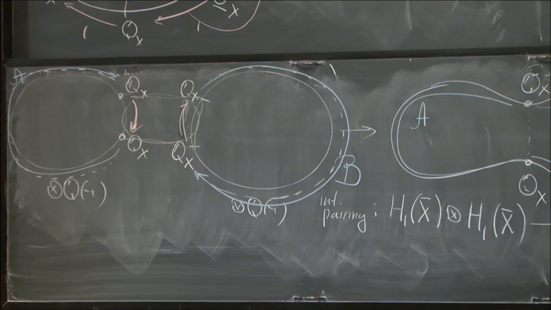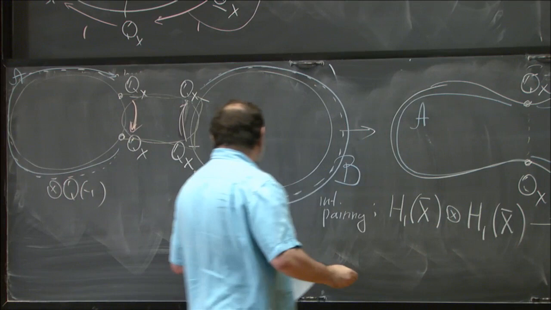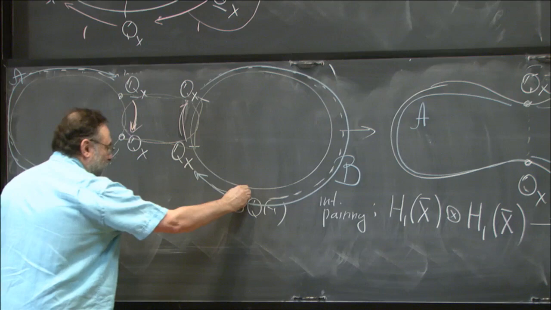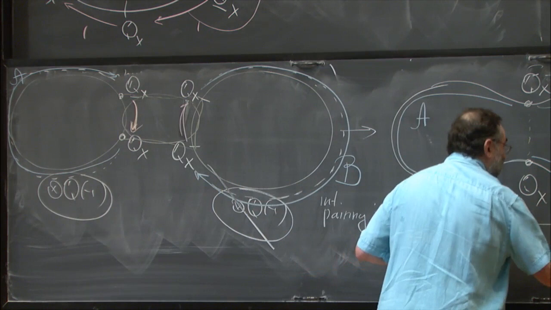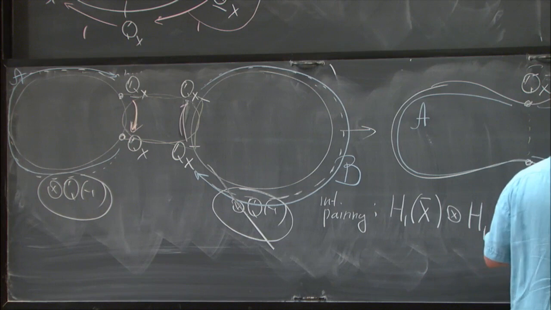No, it's not a scalar. That's also the point. It's not a scalar because it pairs to Q of 1. But remember, that's another detail about this construction. I always tensor these circles with Q of minus 1 here. And one of them is getting eaten with this one. And so this guy comes with tensor Q of 1, Q of minus 1 again. OK?